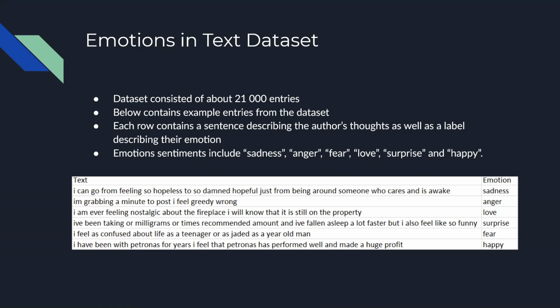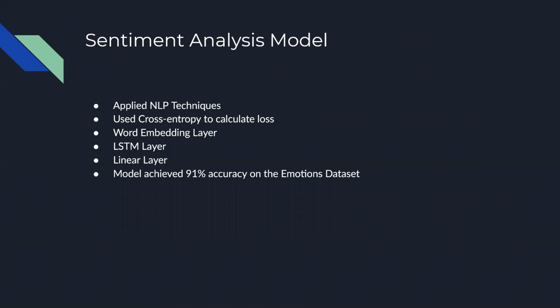The reason we chose this dataset is because it contains the sentiments we wanted, including sadness, anger, fear, love, surprise, and happy. Our sentiment analysis model uses NLP techniques and cross entropy to calculate its loss. The layers included a word embedding layer, an LSTM layer, and a linear layer. After training and tuning hyperparameters, we managed to achieve 91% accuracy using the emotions dataset.